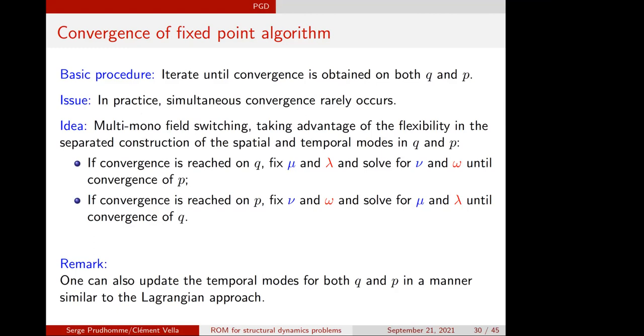If we observe that we have convergence on Q, then we can fix mu and lambda and solve simply for nu and omega until we have convergence of P. And vice versa, if we have convergence in the other variable, we do the opposite. So that's good also to gain time when we solve this fixed point problem. What we do also is an updating of the temporal modes for both Q and P, just as I described very briefly earlier in the case of the Lagrangian formalism.